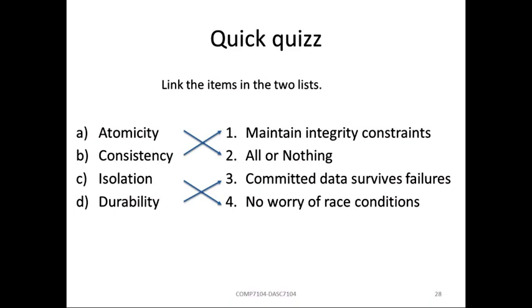Okay, so hoping that this is clear, let's look at this quick quiz. Let's link the items to the two lists, and I think we have already done this before, so I will do it directly. Obviously, atomicity means all or nothing. Consistency means maintaining integrity constraints. Isolation means no race conditions. And durability means committed data survives any crashes, failures that may come immediately, let's say, after the commit, the successful ending of a transaction.